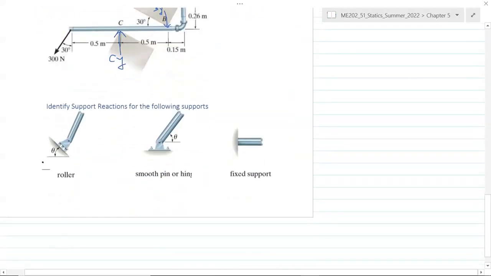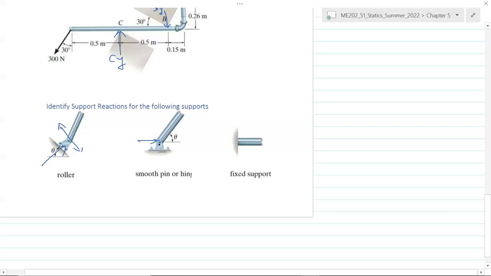And we already talked about this in the presentation. So there is 1 support reaction coming from the roller. The roller only prevents the motion perpendicular to the roller direction. It allows the motion in the other direction freely. So this assembly can slide freely. However, it cannot rotate as well. So there's 1 linear support reaction, and there can be another one that prevents the rotation.